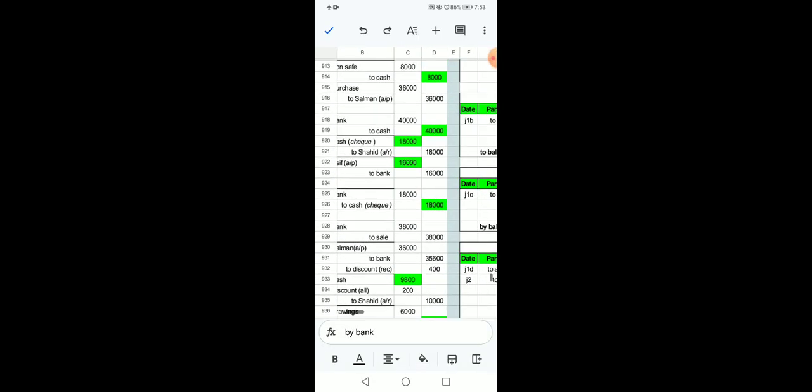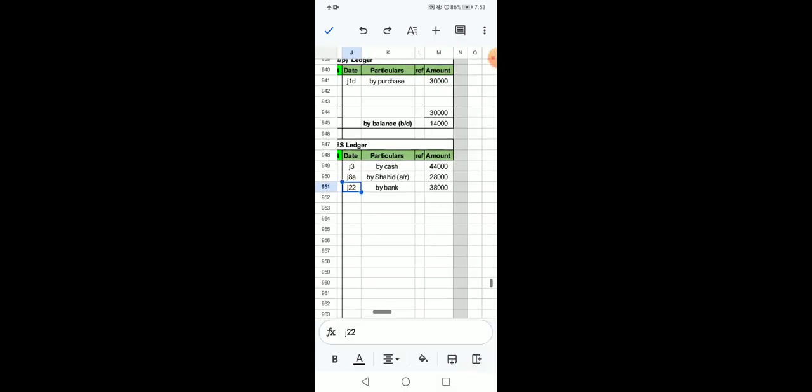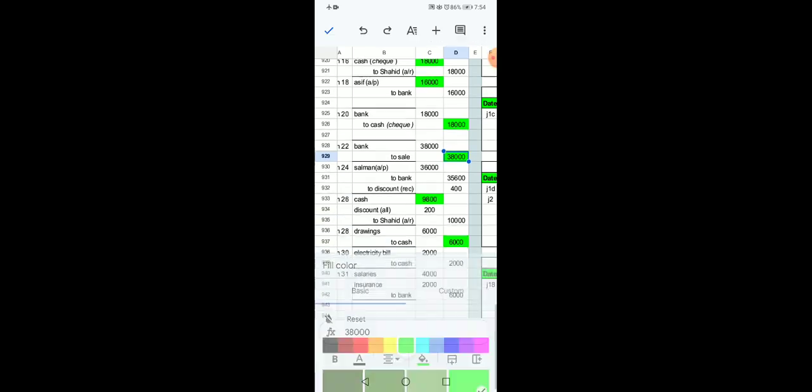See what is the date, that is January 22. Put date January 22 over here. It means posting for 38,000 is completed. This was 38,000 and we have posted it. Mark it as it has been done.